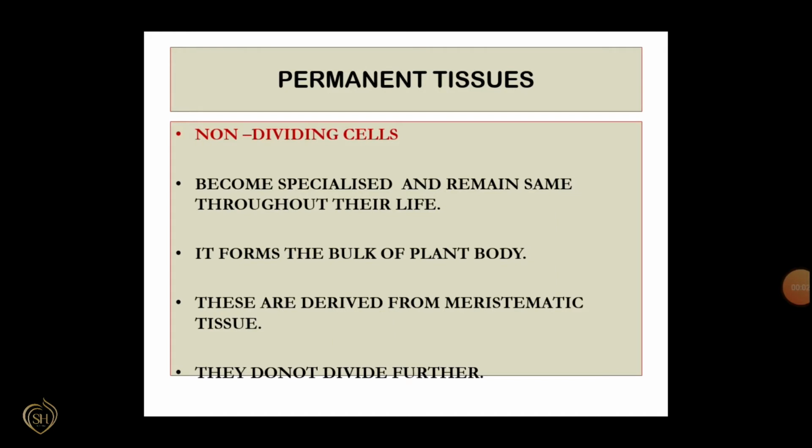Permanent tissues are a group of cells in which growth has either stopped completely or for the time being. They are non-dividing cells. They become specialized and remain the same throughout their life. They form the bulk of the plant body. These are derived from meristematic tissue. They do not divide further.